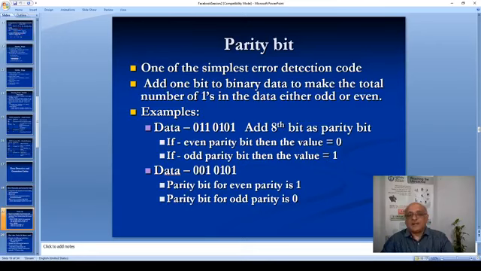Similarly, take another case where the data is 0, 0, 1, 0, 1, 1, 0, 1. The parity bit for even parity, once again, how many ones? 1, 1, 1, 1. So for even parity, we will add the parity bit as 1, so the data plus parity bit will have an even number of ones. And for odd parity, if I add 0, then odd parity is going to be served.